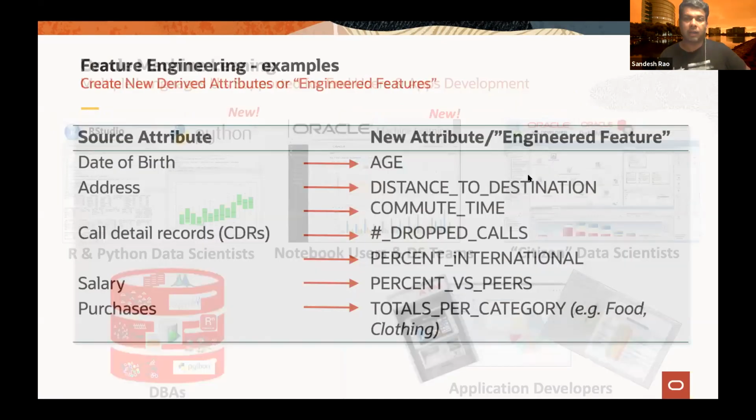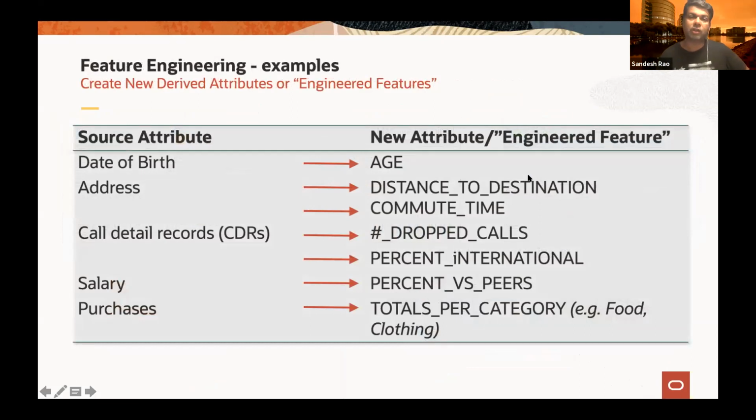In feature engineering, remember I mentioned, I promised you more examples of feature engineering. Instead of date of birth, which is not so interesting, I calculate age, which is interesting.